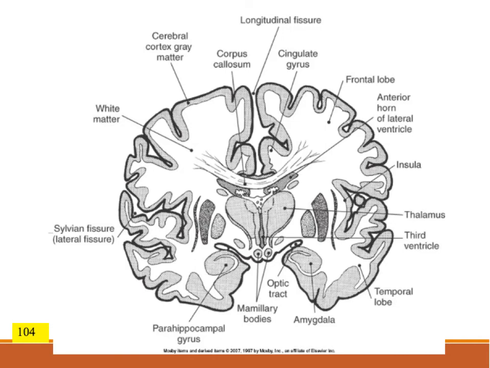Okay, so here's another axial view of the brain that shows many things that we talked about, including the longitudinal fissure. So here's the longitudinal fissure right there. That's one of the biggest fissures in the brain. And here's the Sylvian fissure. That's another important fissure in the brain.